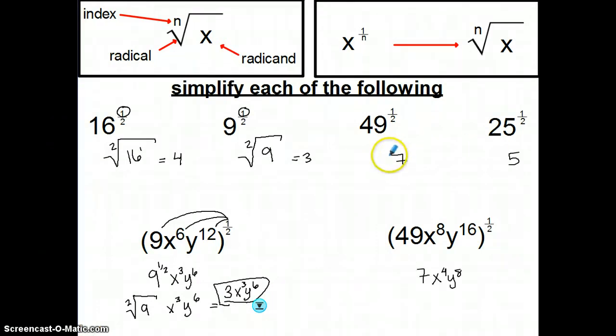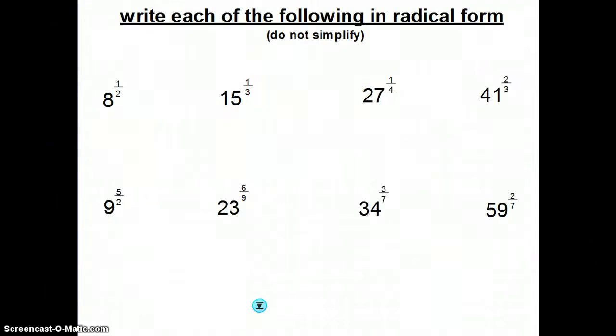You should have simplified the first to 7, the second to 5, and the last one to 7, x to the 4th, y to the 8th. On this next slide, I would like to practice writing each of these in radical form. We're not going to simplify them, we're just going to write them in radical form.